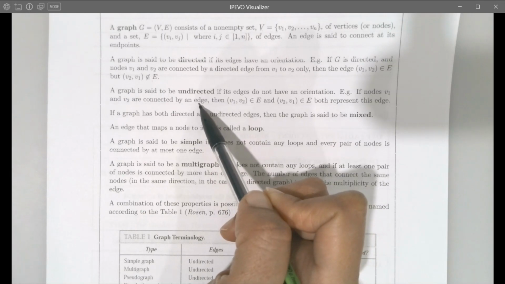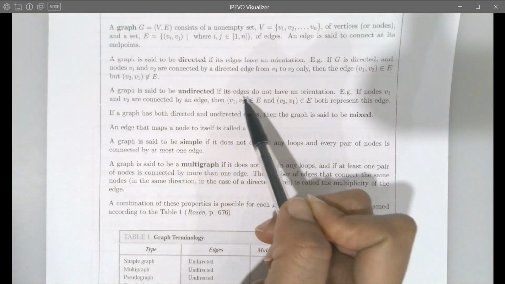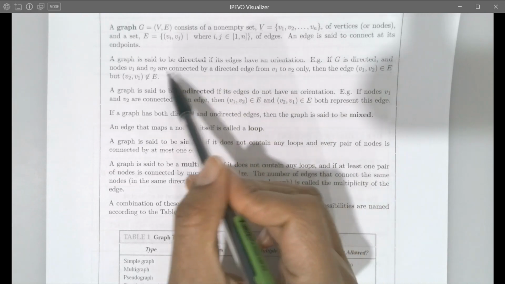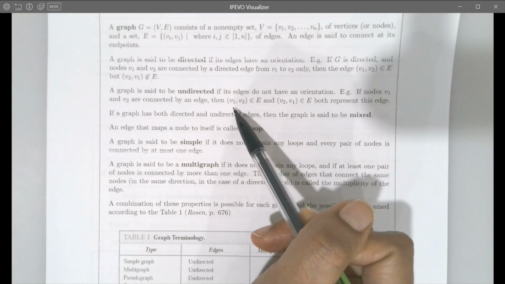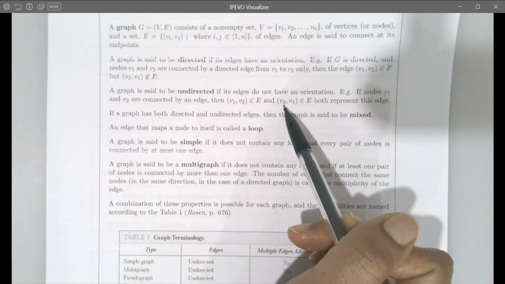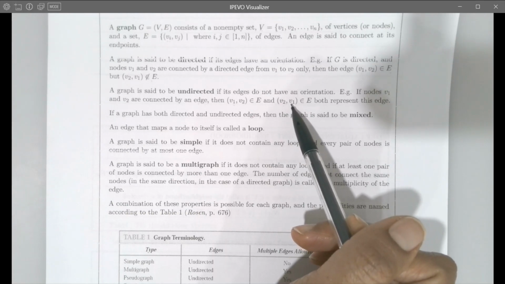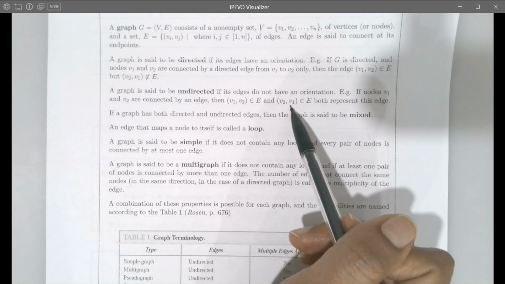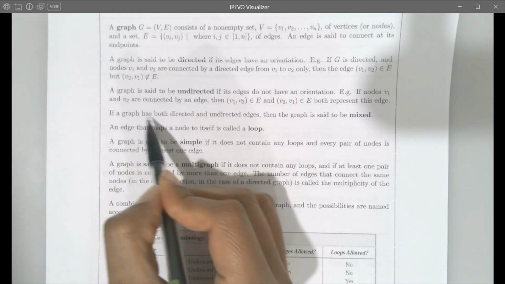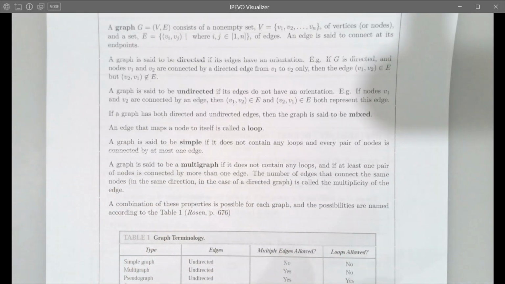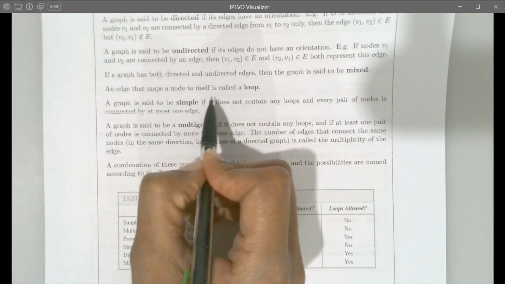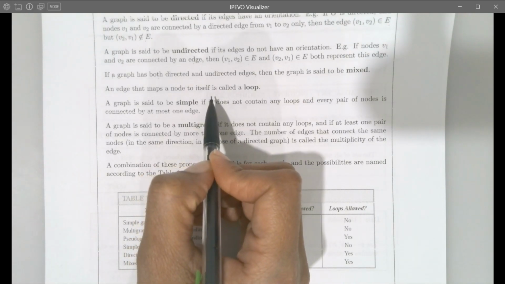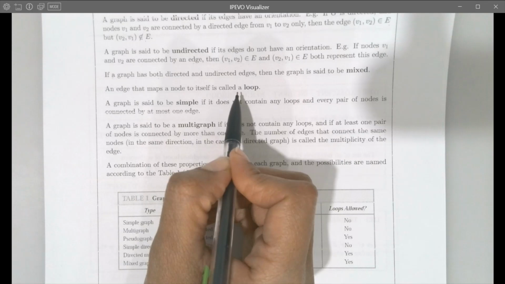That's in contrast to undirected. In an undirected graph, the edges do not have an orientation, so if you have these same two nodes, V1 and V2, and an edge connecting them, the edge (V1, V2) would represent the same edge as (V2, V1), but we would consider those two elements as part of the set. Now, if a graph has both directed and undirected edges, then we consider it to be mixed. An edge that maps a node to itself is called a loop, meaning both the first and the second vertices are the same.